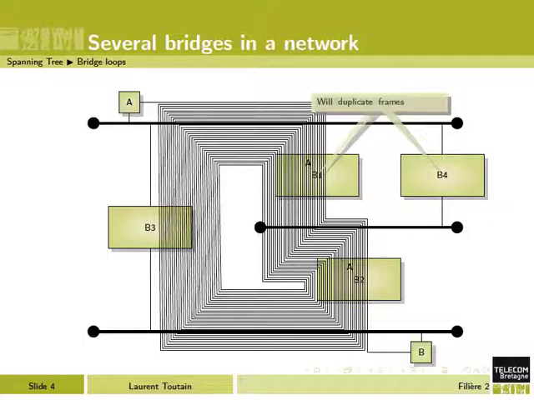Okay? And the definition of a graph we can give is that we have different paths to go from one point to another. To go from A to B, I have one path that goes from B3 to B, another path that goes from B1, B2 to B, another one from B4, B2 and B. So it means that if I can disable some interfaces, then I will have again only one possibility to go from A to B, and this way I will have no more loops.